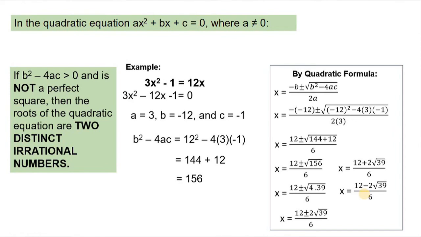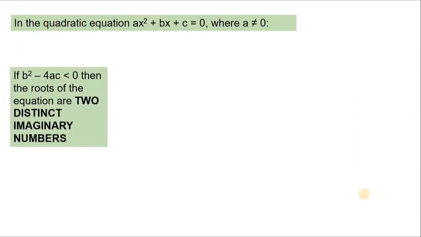Next one. If the value of the discriminant is less than 0, then the roots of the equation are two distinct imaginary numbers. So when we solve for the discriminant and the value of the discriminant is a negative number, expect that our solutions or the roots are two distinct imaginary numbers. So we have discussed how to solve imaginary numbers in our previous video or previous lesson. So you can check that out.